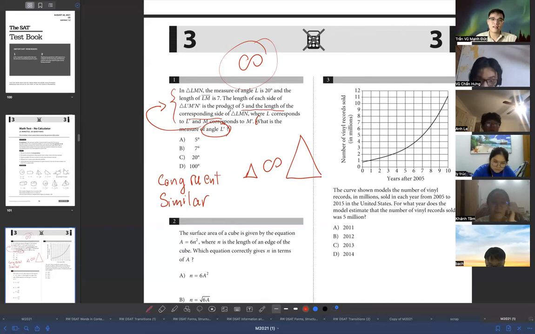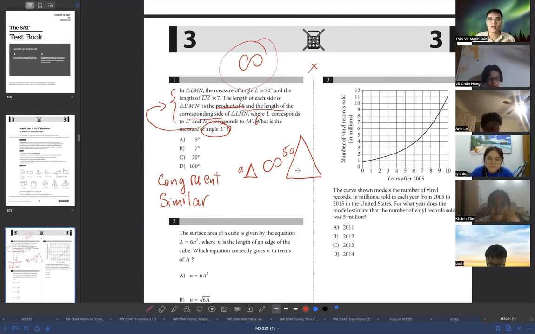Similar. Okay, they're similar. Look, if a side of this triangle has the length of A, for example, and this one has the length of 5A, you can see they share the same shape. They're basically the same shape, but the lengths are different. The sizes, you just scale them up bigger, so you have a size that's 5 times bigger. So this is what they're talking about. The product means the multiplication of 5 and the length of the corresponding side.